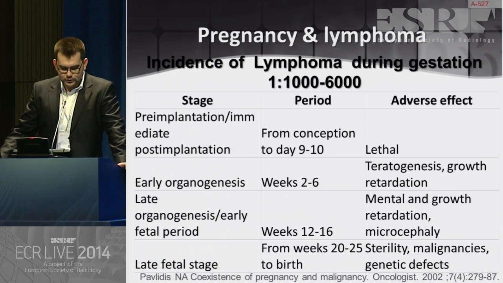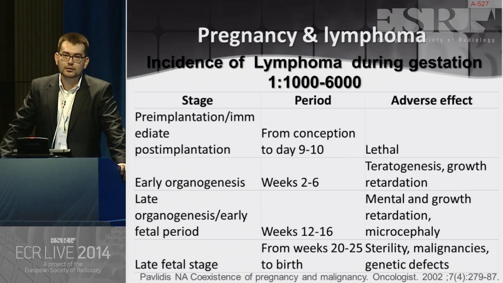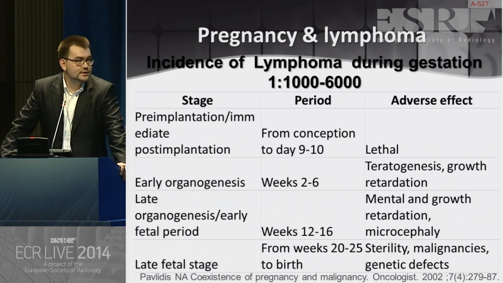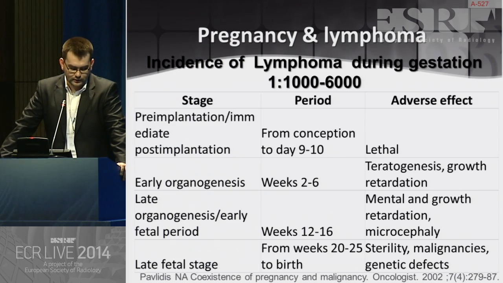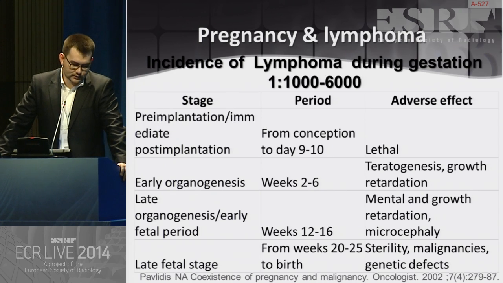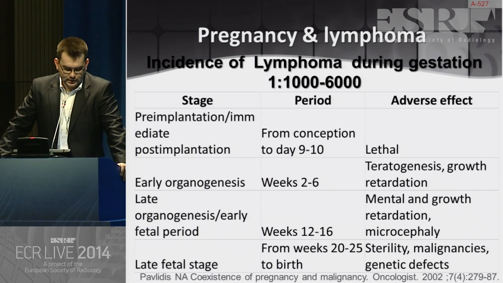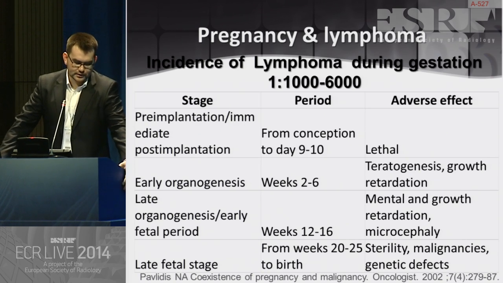Another important topic in a conversation about reduction of radiation exposure is pregnancy and lymphoma. The incidence of lymphoma ranges from 1 in 1,000 to 1 in 6,000 pregnancies. Hodgkin disease occurs in more cases. Non-Hodgkin lymphoma occurring in pregnancy is more rare.